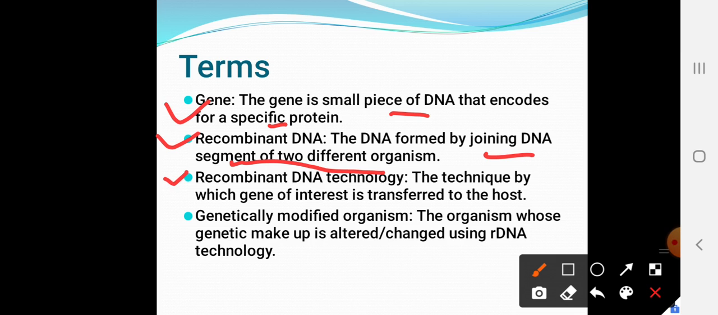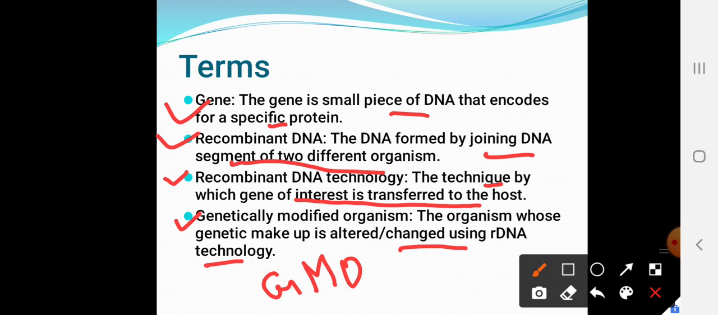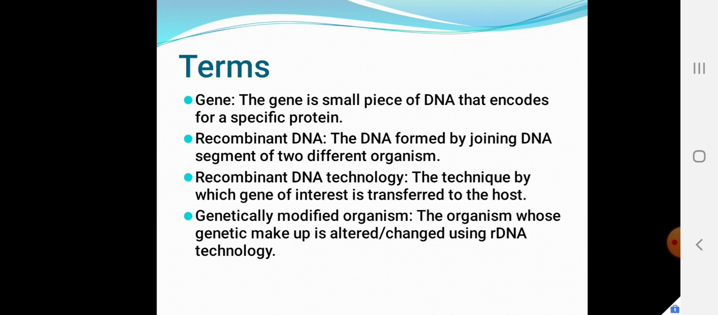What is recombinant DNA technology? The technique in which the gene of interest is transferred to the host, in which recombinant DNA is developed, is known as recombinant DNA technology. What are genetically modified organisms, or GMO in short? Genetically modified organisms are organisms whose genetic makeup is altered or changed by using rDNA technology, or recombinant DNA technology.